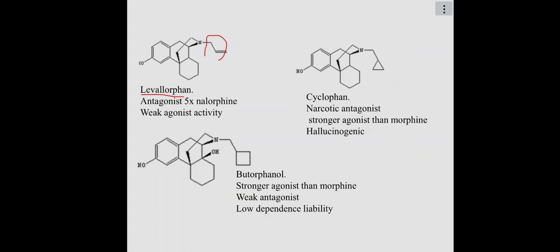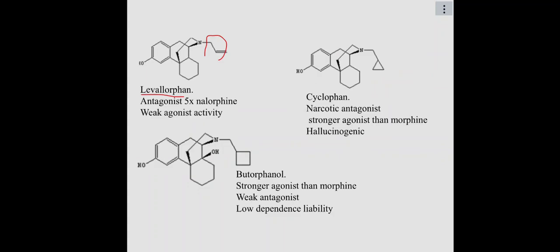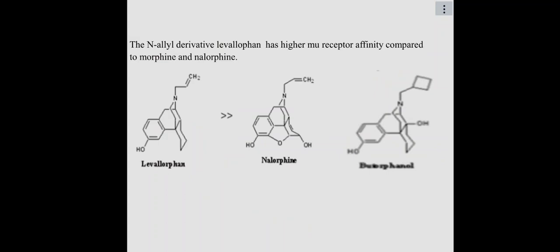Again, once we understand the structural modification in morphine, we are actually almost repeating the same, and that repeat will have similar effects. And when we look at this, we are saying the N-allyl derivative levallorphan has higher mu receptor affinity compared to morphine and nalorphine. We have said it will have higher because you have changed this structure, and that structure has better binding, and one of the reasons is the change of that group there.